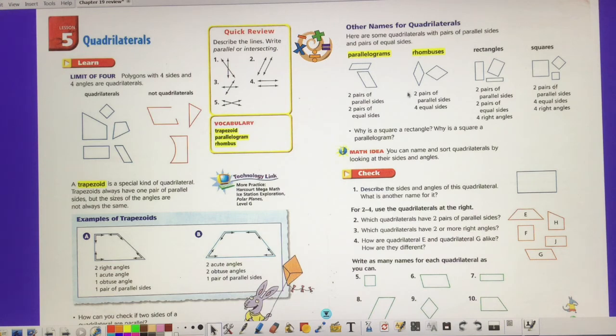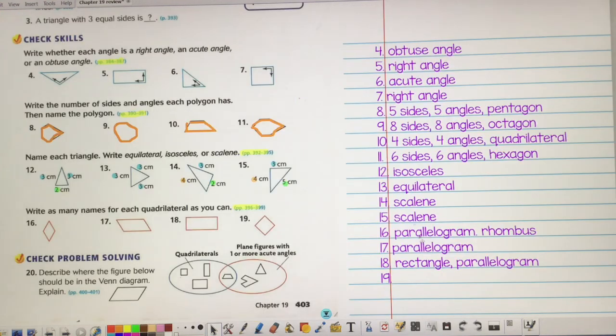Is it a rhombus? Does it have two pairs of parallel sides? Yep. Does it have four equal sides? Yep. Is it a parallelogram? Two pairs of parallel sides? Yep. Two pairs of equal sides? Yep. So actually, that square is going to be a square, rectangle, rhombus, and a parallelogram.